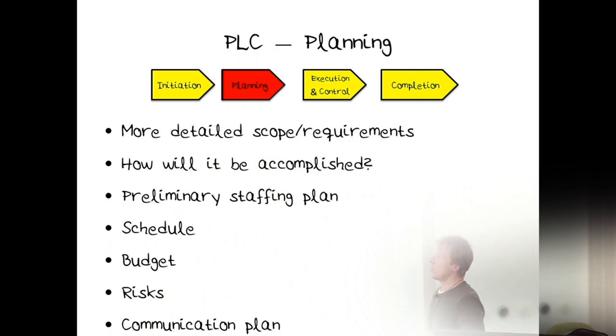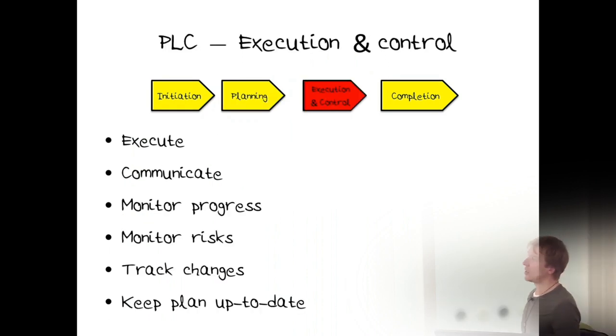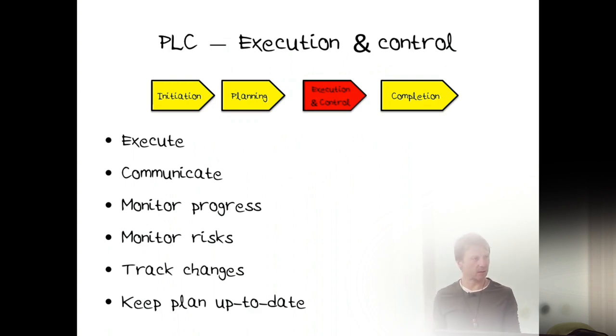Second phase is planning. So one more level of detail deeper when it comes to scope and requirements. Try to figure out how it is going to be accomplished, who's going to do it. Preliminary staffing, schedule, budget, risks, and some form of plan for communication. Execution, well, you execute, you build your system, or whatever it is. While you do it, you communicate how it's going to those who are interested in this. You monitor your progress, because you have some form of plan for how it's going to work. You track any changes that are coming in, and you keep the plan up to date.